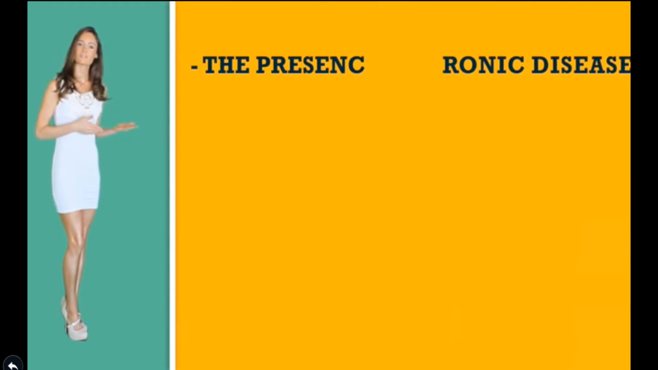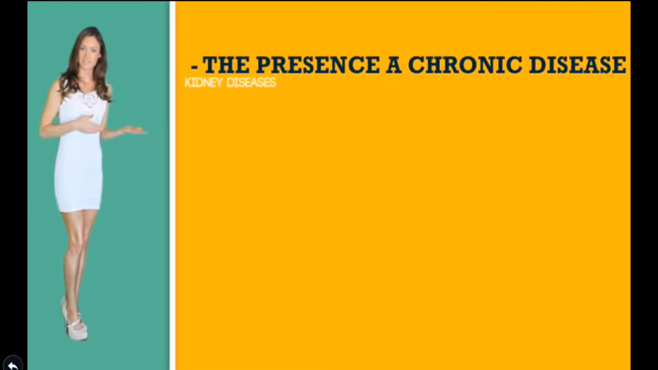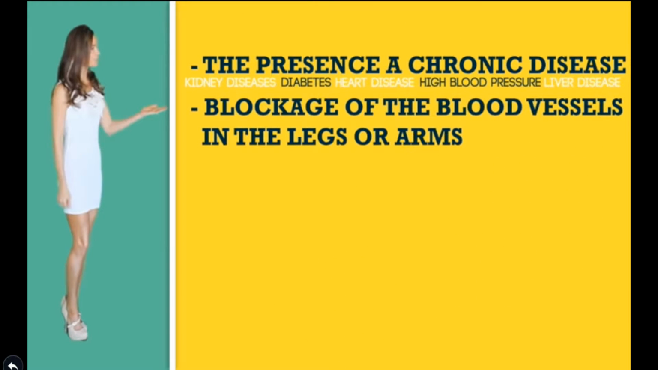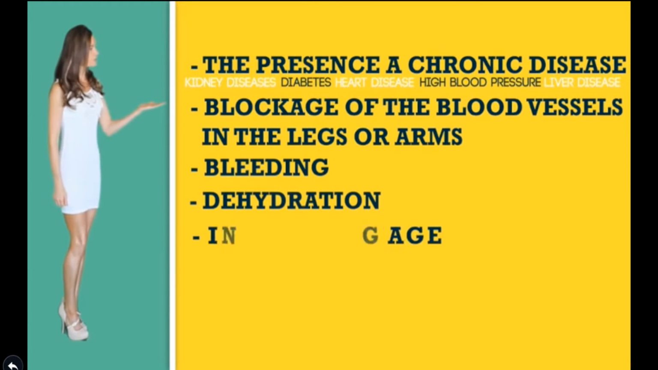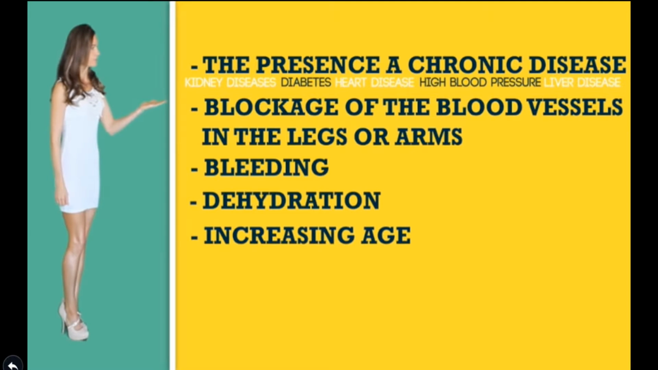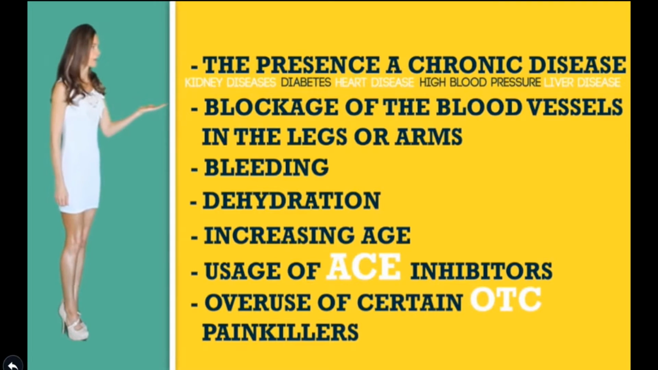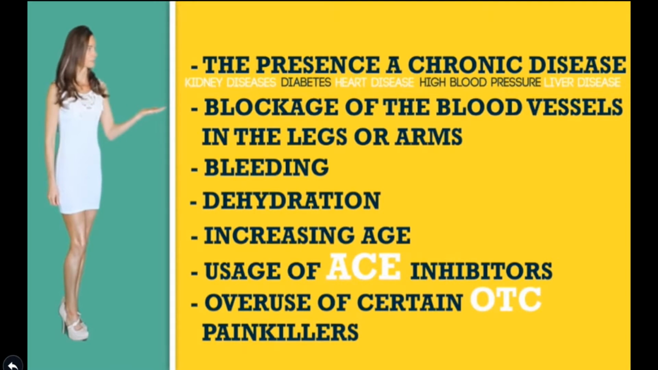Risk factors. Risk factors for developing acute renal failure include the presence of a chronic disease like kidney disease, diabetes, heart disease, high blood pressure, or liver disease, blockage of the vessels in the legs or arms, and/or peripheral artery disease. Other causes can include bleeding, dehydration, increase in age, usually ages 65 and above, the usage of ACE inhibitors, overuse of certain over-the-counter painkillers such as NSAIDs like Advil, ibuprofen, and naproxen.